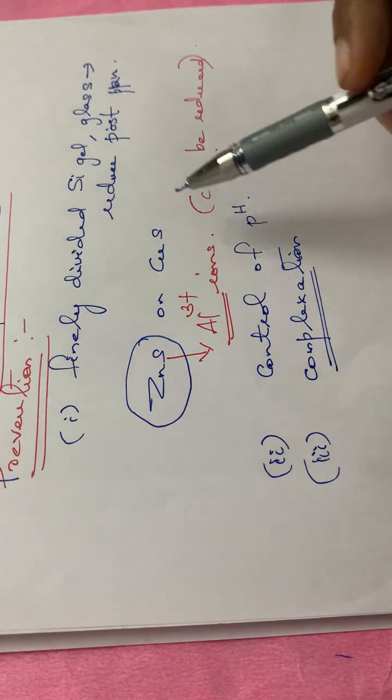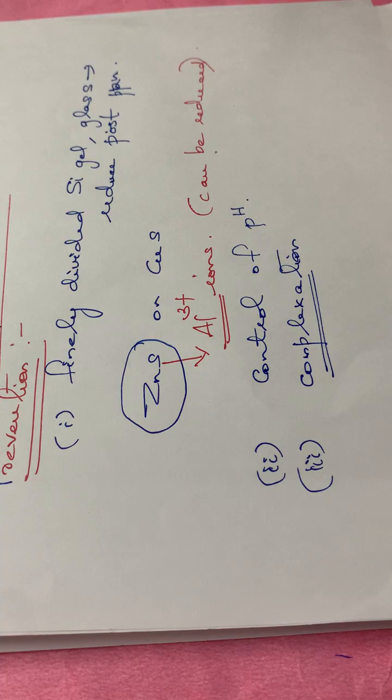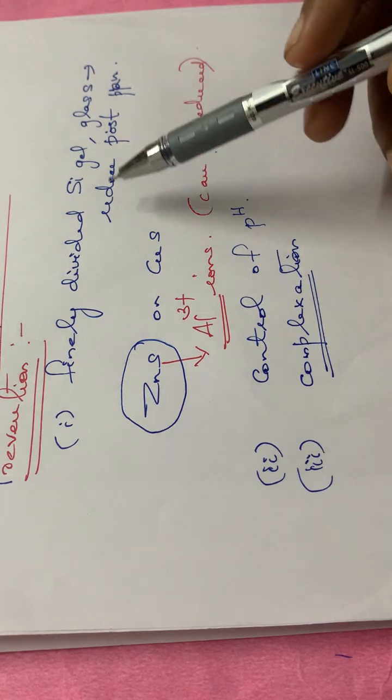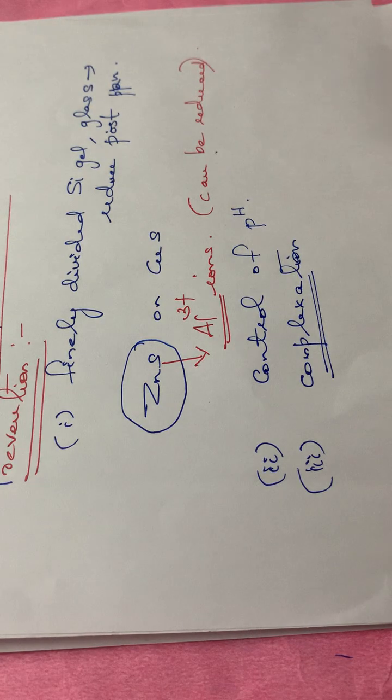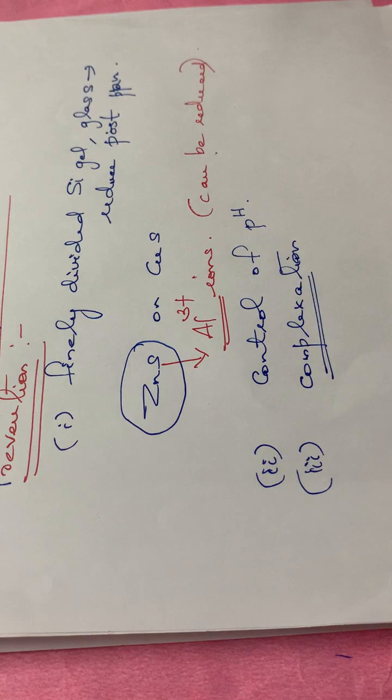So these are the three methods. The first one is the addition of finely divided silica gel or glass. The second one is controlling the pH, and the third one is complexing the impurity ions.